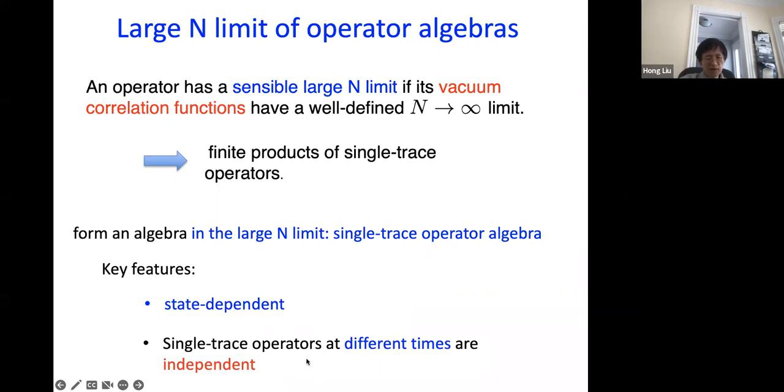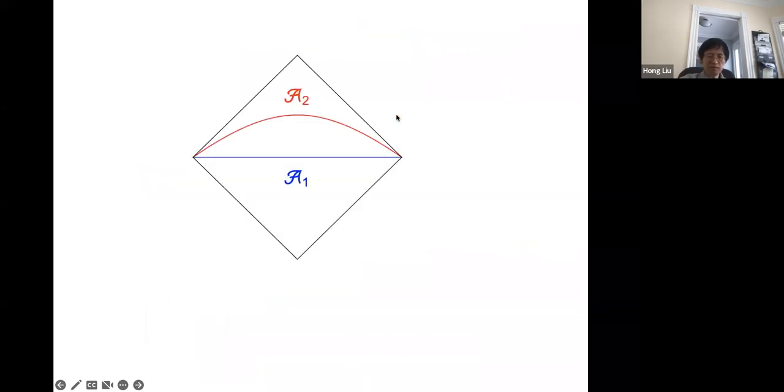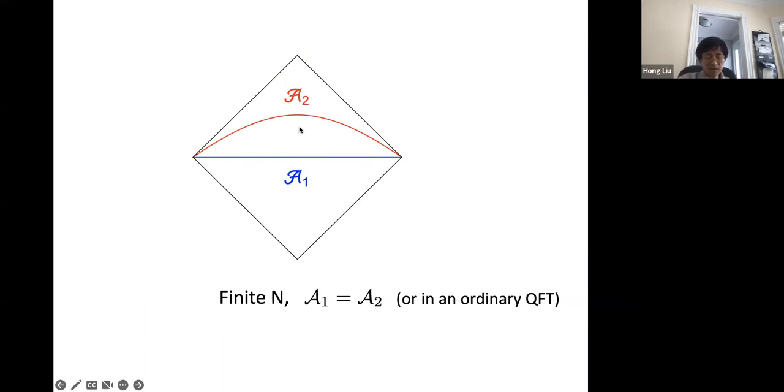Let me now elaborate on the second point a little bit further. Let's imagine you have a causal diamond, and now let's look at two Cauchy slices of this causal diamond. If you are in ordinary QFT or at finite N, then the operator algebras associated with these two Cauchy slices, which I call A1 and A2, are completely equivalent. They're not only isomorphic, they are equivalent in the sense that any operator in A2 can be expressed in terms of linear superpositions of operators in A1. This is obvious from the Heisenberg evolution.